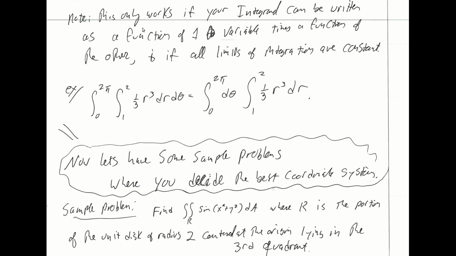And to hit this caveat once more, it only works if your integral can be factored in this way, and it only works if all limits of integration are constant. So for example, in the problem we just had, we had this 1/3 r cubed and then the 0 to 2 pi d theta. I could pull that apart and have my integral with respect to r multiplied times my integral with respect to theta. And we could continue and get the same answer that we did in the formulation shown above.